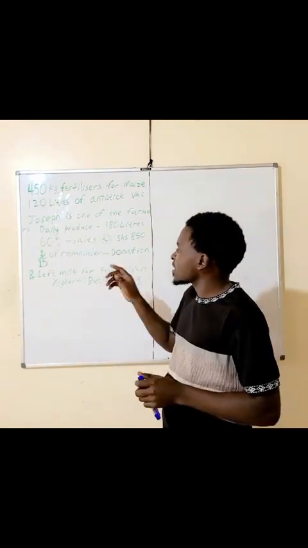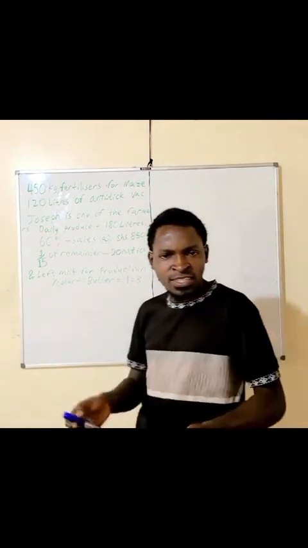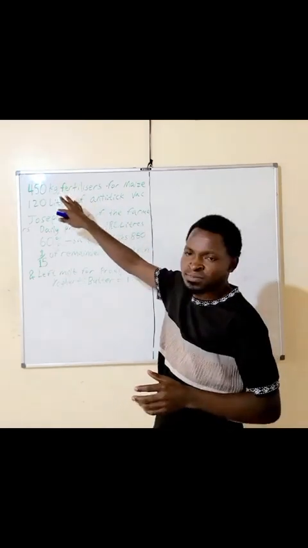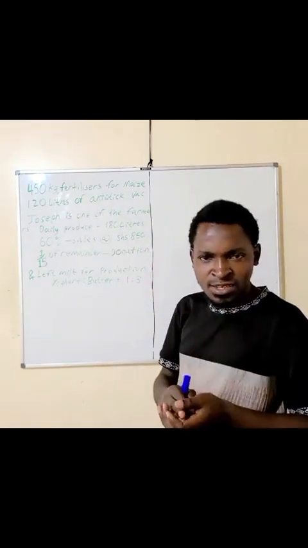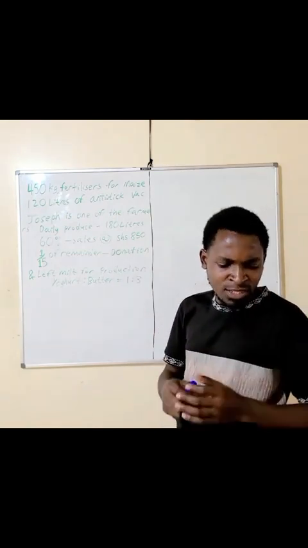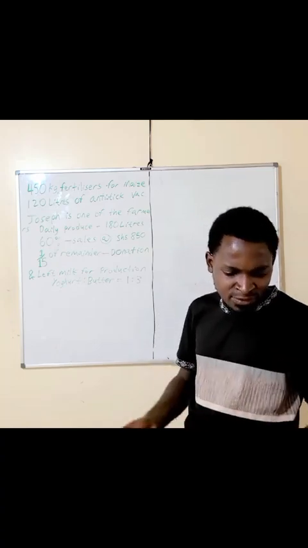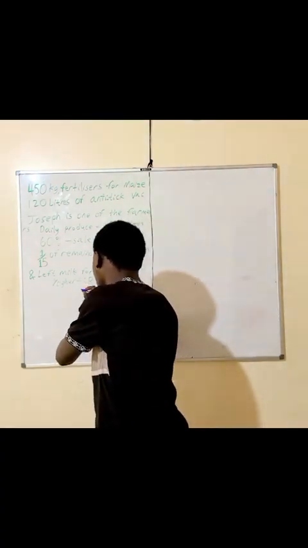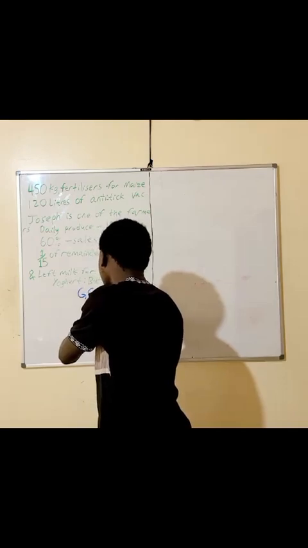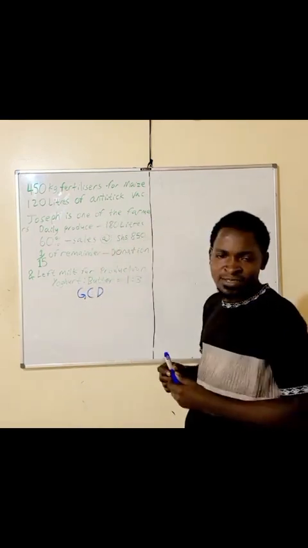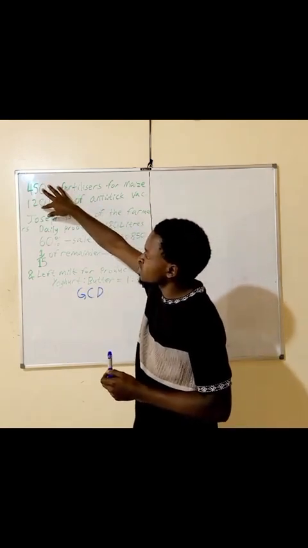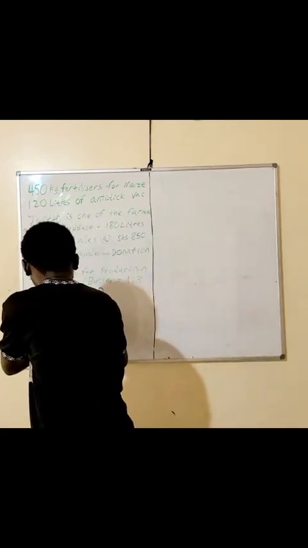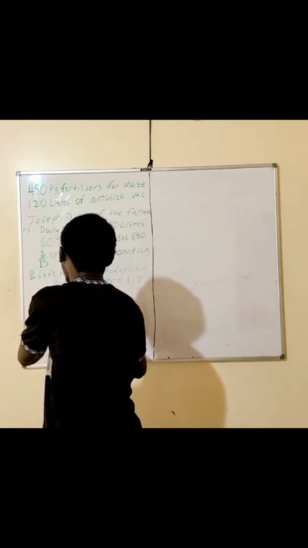The first item, they want us to help this officer to know how many farmers can receive these two items when they are divided equally. So since we are going to divide, they want us to find the number of farmers that will receive these items. The idea is that we are just going to find the greatest common divisor, which is the GCD, of 450 and 120.